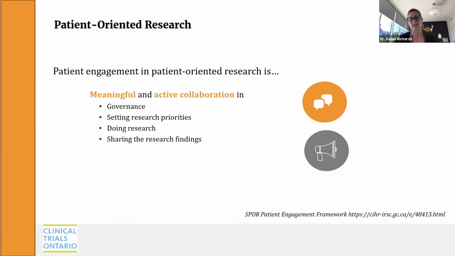So further, patient engagement in this patient-oriented research is really intended to be meaningful and active collaboration. So it's one thing to say that you've got patient partners on a team. It's another thing for them to actually be really actively engaged with the team. And that could be around governance, so making decisions about the project. It could be about setting the actual research priorities and the research questions. It could even be helping do some of the research. And lastly, sharing research findings.